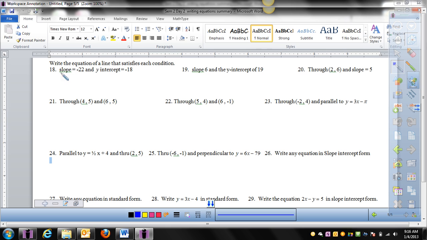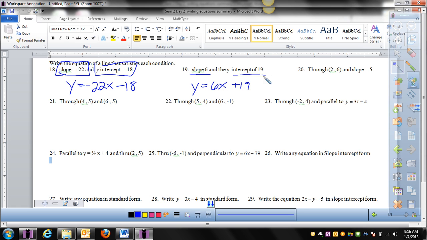Okay, remember, you only need two things to write the equation of a line: the slope and the y-intercept. So in this problem, it's a no-brainer because they gave you everything. Y equals negative 22x minus 18. See, the y-intercept's just a starting point, and the slope goes in front of the x every time. So you could probably answer this one in 10 seconds or less. So you probably got y equals 6x plus 19. That's simple.